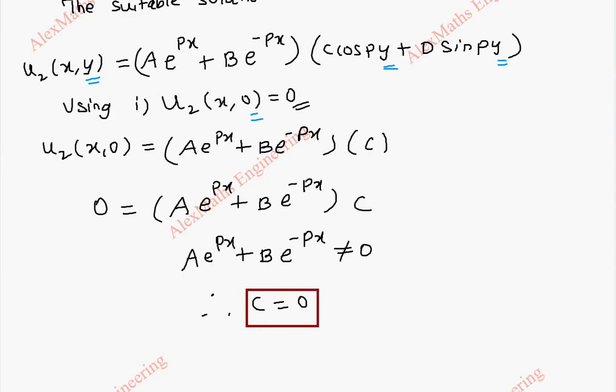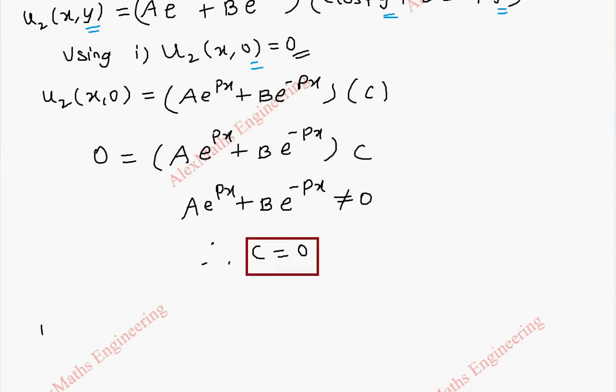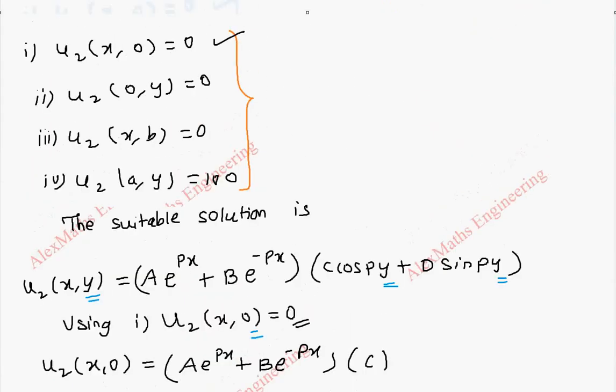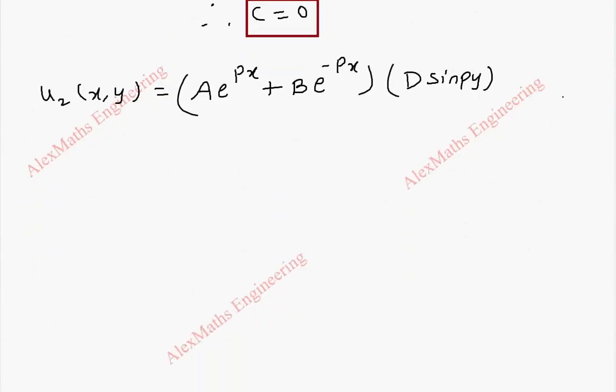This we are going to substitute in our solution. So u2 of x comma y becomes (a e^(px) plus b e^(-px)), and c is 0, so d into sin py we have. Now we are going to use the next condition, that is the third condition, u2 of x comma b is 0. So using the third condition, u2 of x comma b is 0.